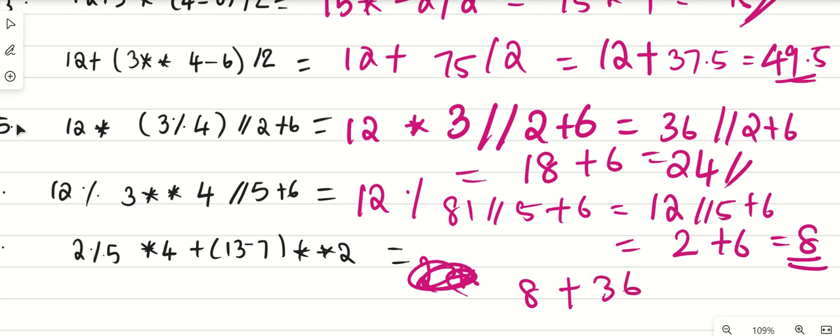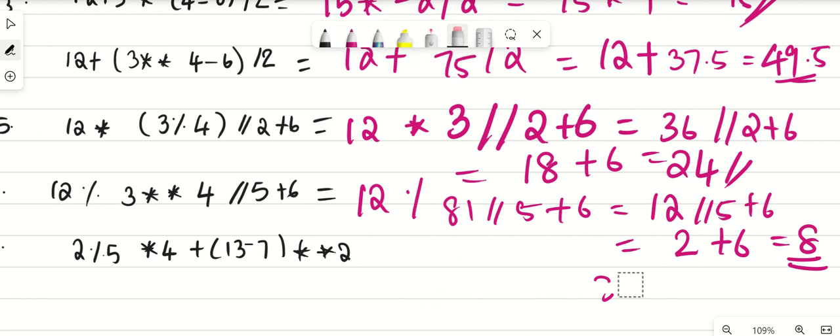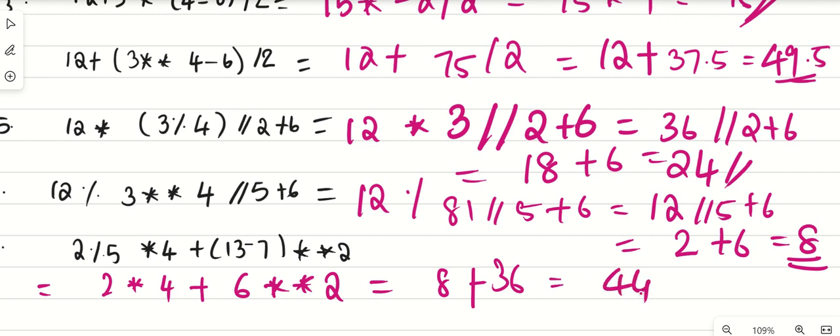No, wait. I'll write it under, okay? I don't have space. This is 2 mod 5 is 2. 2 star 4 plus 13 minus 4 is how much? 6 raised to 2. Now here 2 star 4 is 8. 8 plus 6 square is 36. Yeah, correct. 44.